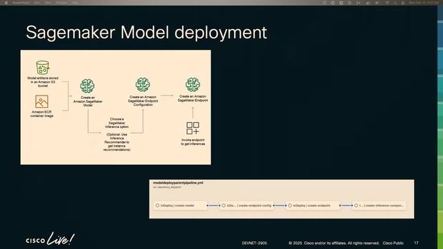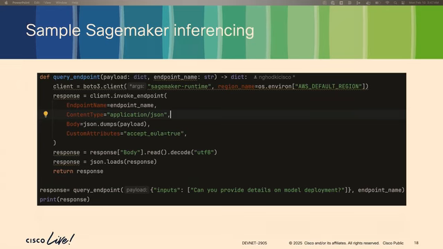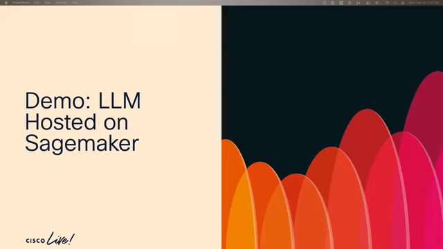Let's take a look at the sample inferencing script, right? So this is a sample code that you can use to inference any SageMaker endpoints. Similar code is also available for Vertex AI, right? So if you are hosting it on Vertex AI, similar code is there. So what you are doing here is you are giving the endpoint name and inferencing it, like reaching out to that endpoint and inferencing it.